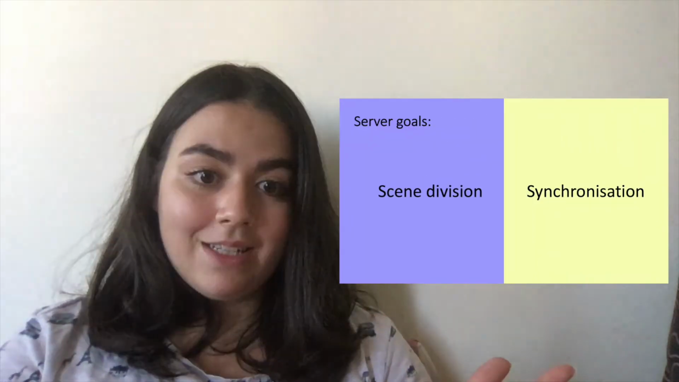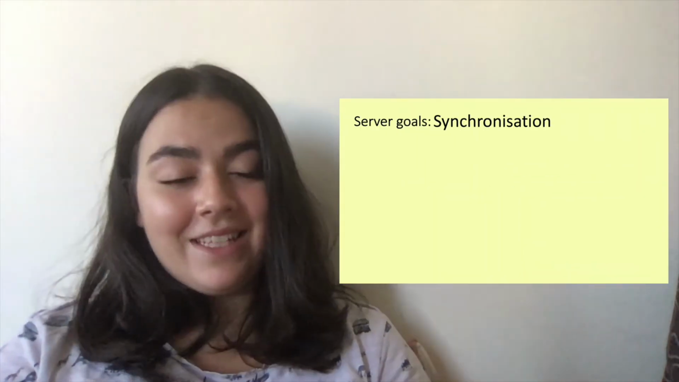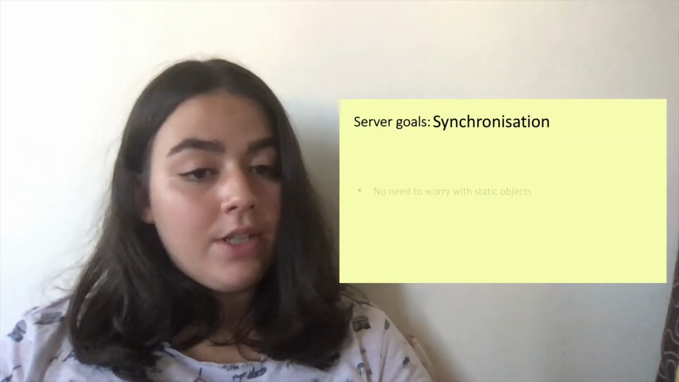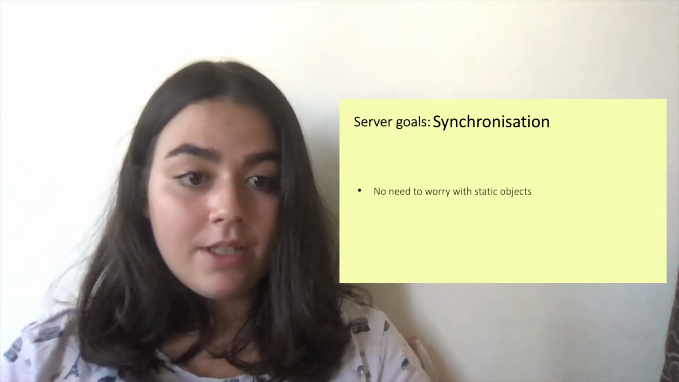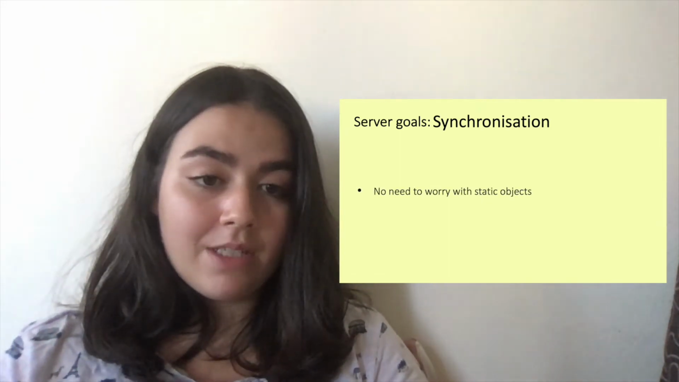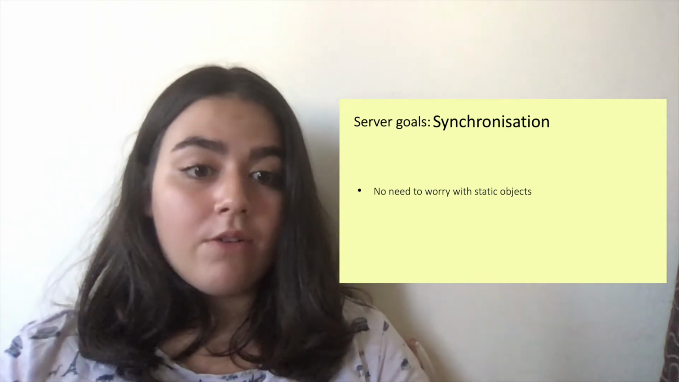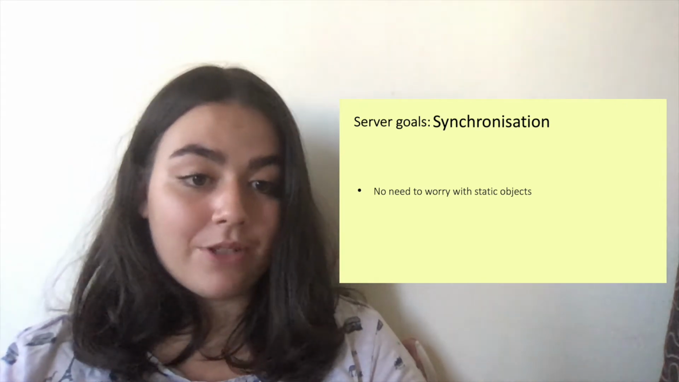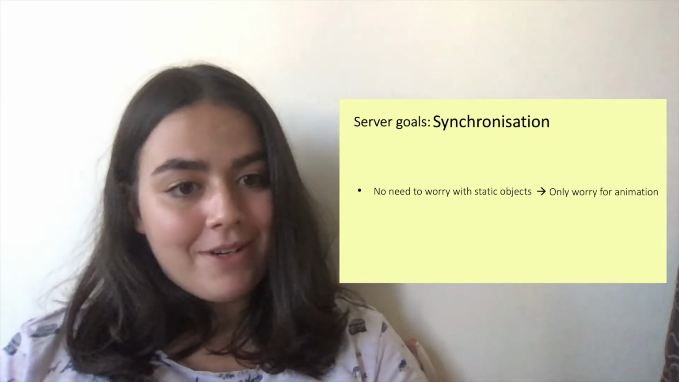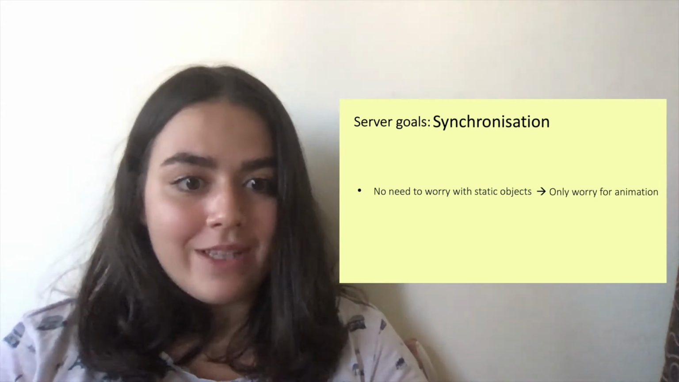So now that we figured out the scene division, the second most important part is synchronization. This is so that all scenes have the same objects at the same position. They are all representing the same animation. Firstly, we need to note that we don't need to worry about static objects. This is because of how Node.js works. It will just recreate the same code in all of them. So if the objects don't change from the beginning, then they will all remain in the same position. We only need to worry about the objects that move, the animations.